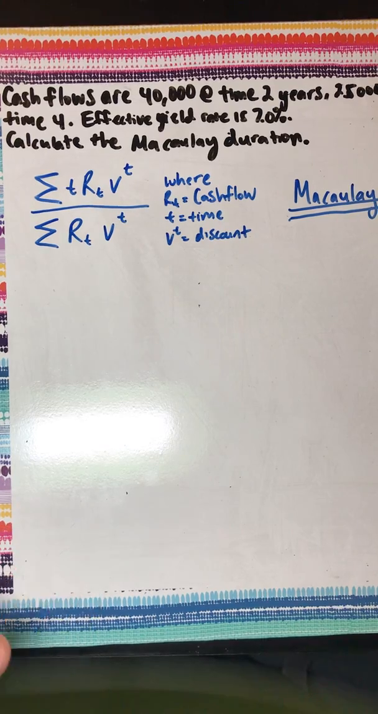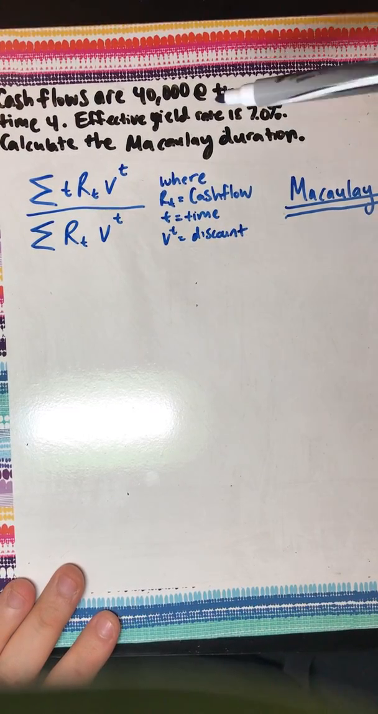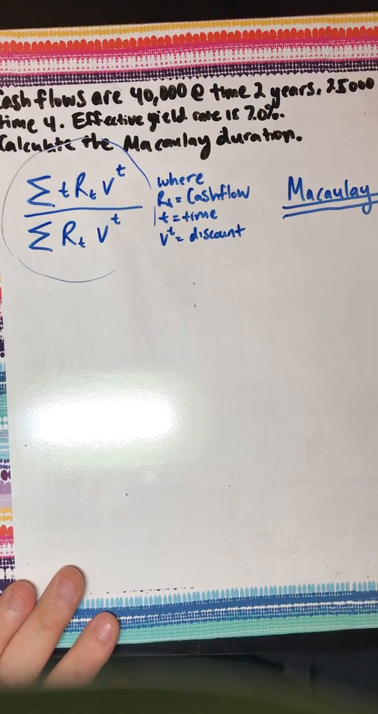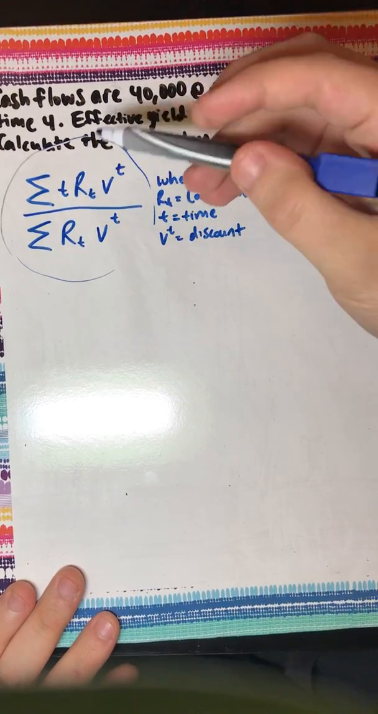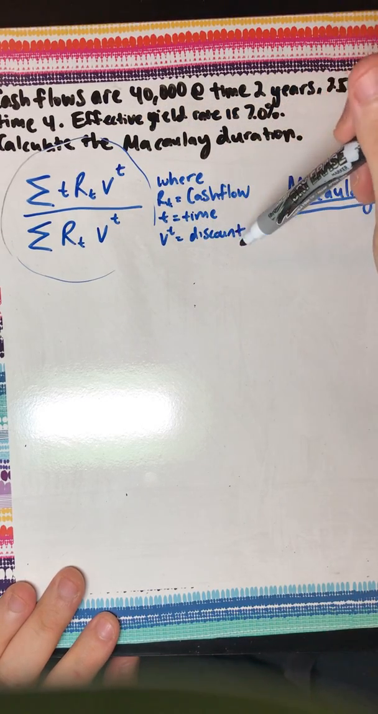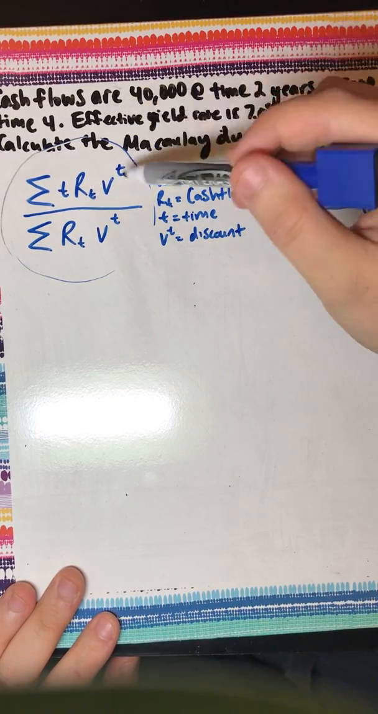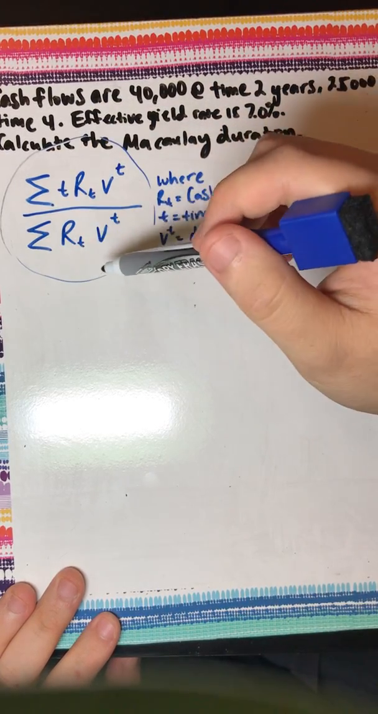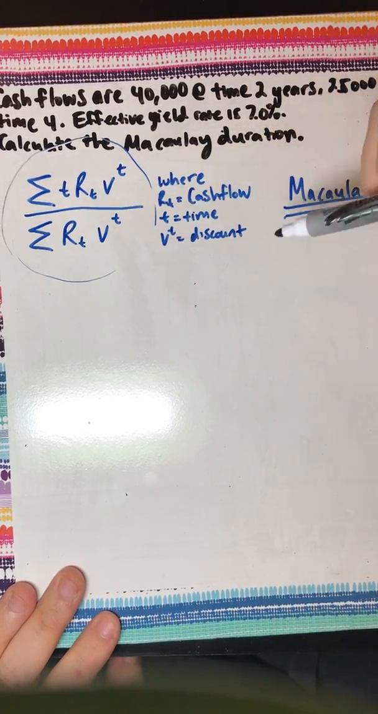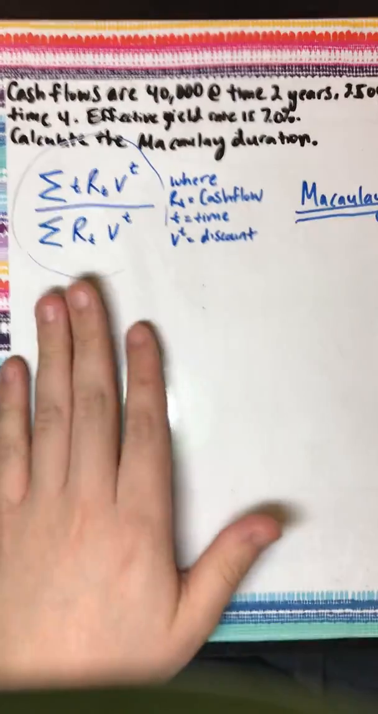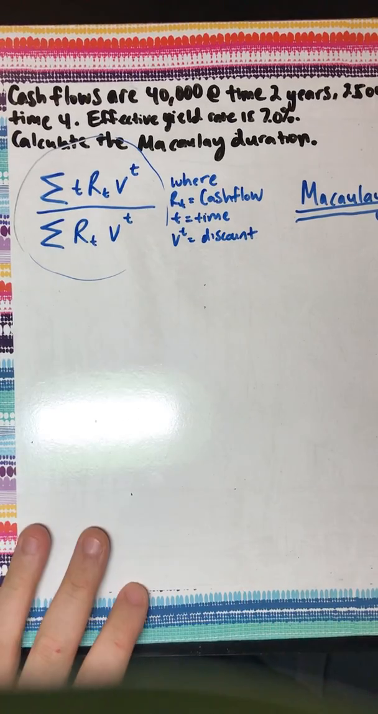Calculate the Macaulay duration. So I've already conveniently provided the Macaulay duration formula, which is the summation of t times the cash flow times the discount factor for however many years it is, divided by the summation of the cash flows times the discount factor. So this is a pretty basic problem. Once you know the formula, you just plug everything in.